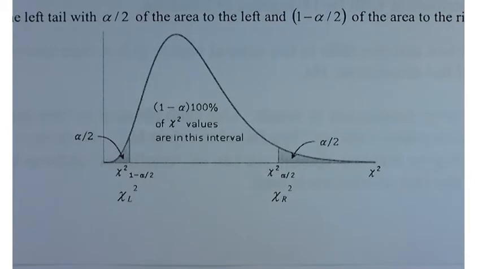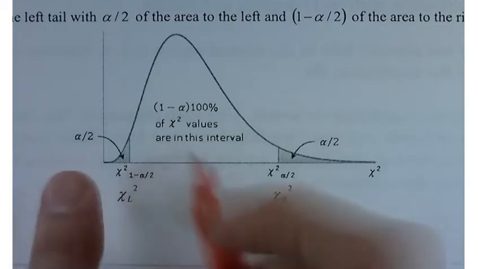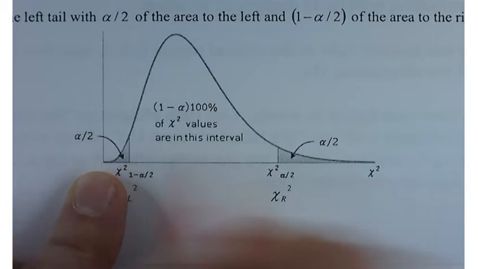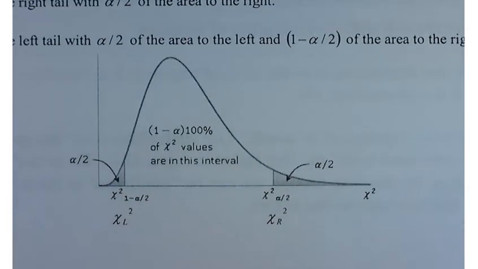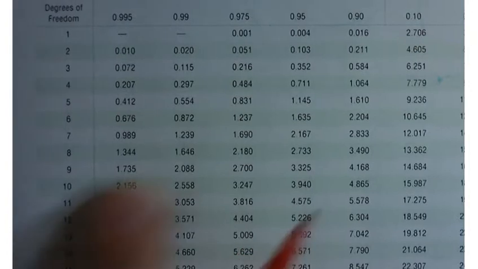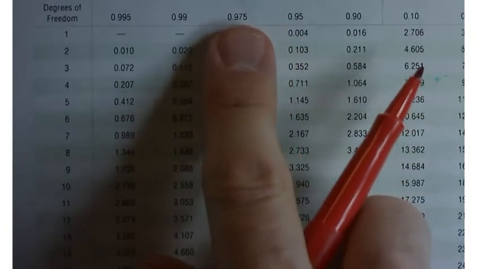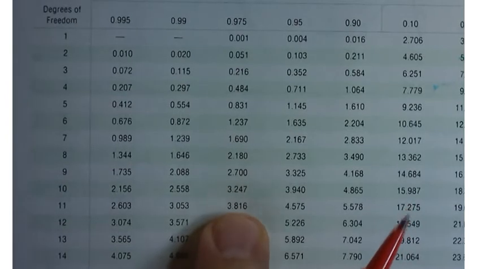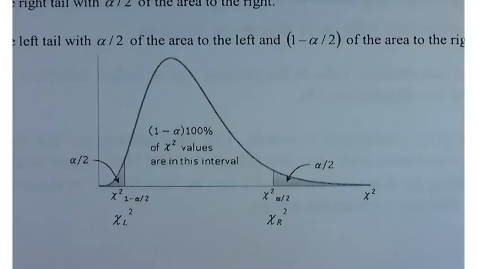97.5%. So 0.975 is what you're going to look for in the table, because the table is going to give you the portion of the area that's in the right tail. So sticking with this same degrees of freedom, chi-square, 11 degrees of freedom, 97.5% of the area in the right tail. Now I get a chi-square value of 3.816.